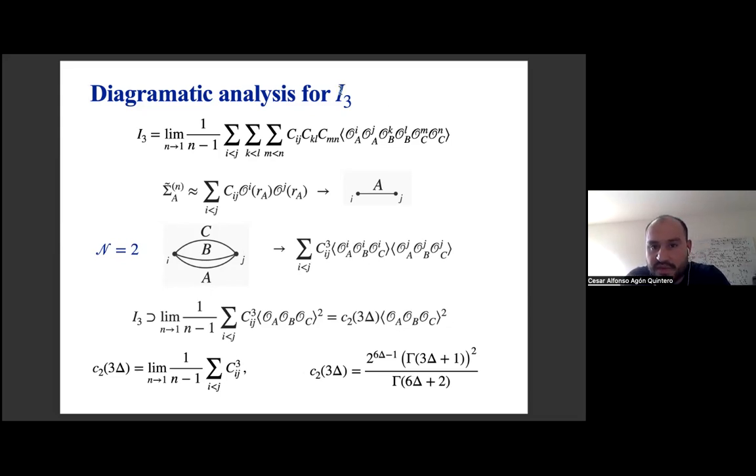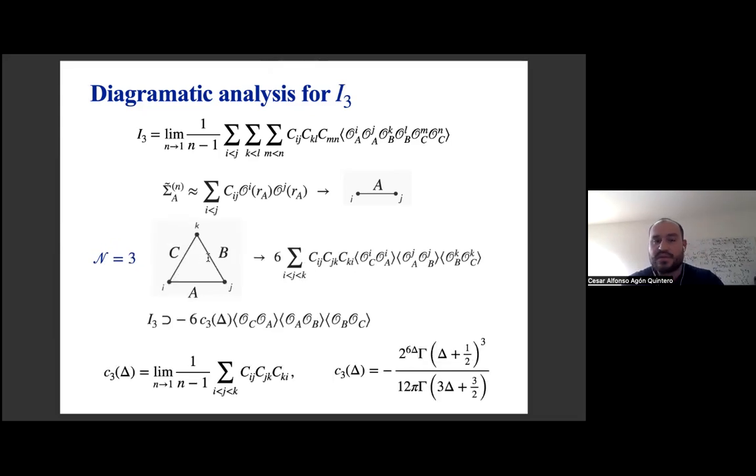But for the tripartite information, the story doesn't end here. We also get this type of contribution. So now we go to 3 indices, and then we have to do the same story, put 3 twist operators connecting 3 indices, and it turns out that the only way that you get a non-zero answer is by doing this triangle. And the first subtlety that appears here is that now you have many ways of labeling this triangle, which are not equivalent because the indices are ordered. So we have I less than J less than K. And then that gives rise to this extra factor.